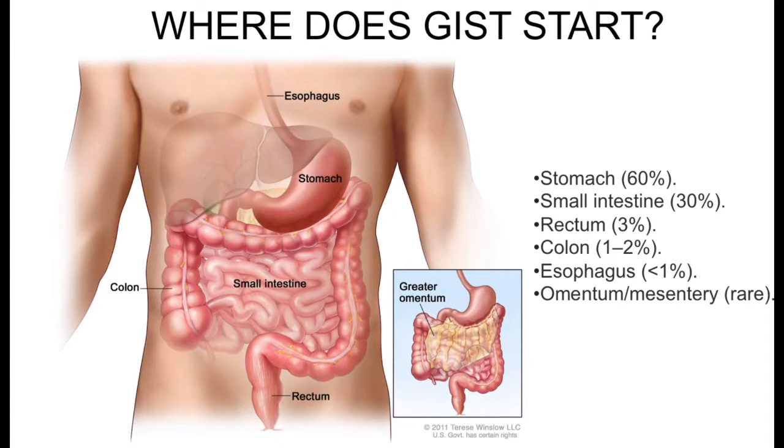Okay, so my disclosures. GIST means gastrointestinal stromal tumor. The gastrointestinal tract starts all the way from the mouth all the way to the rectum. You can have GIST basically anywhere in the GI tract. The two most common locations, of course, are the stomach and small intestine, but you can even get it in the appendix, and rarely you get it in other places like the esophagus and what is called the mesentery, which is like a curtain.